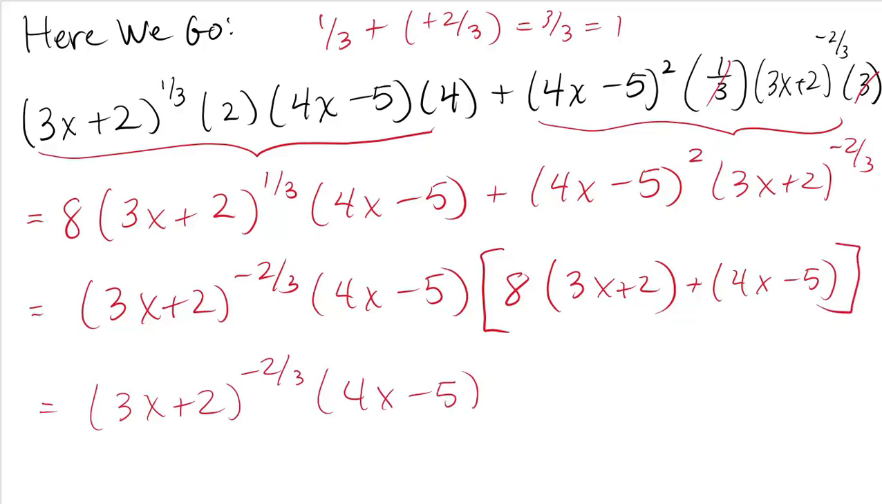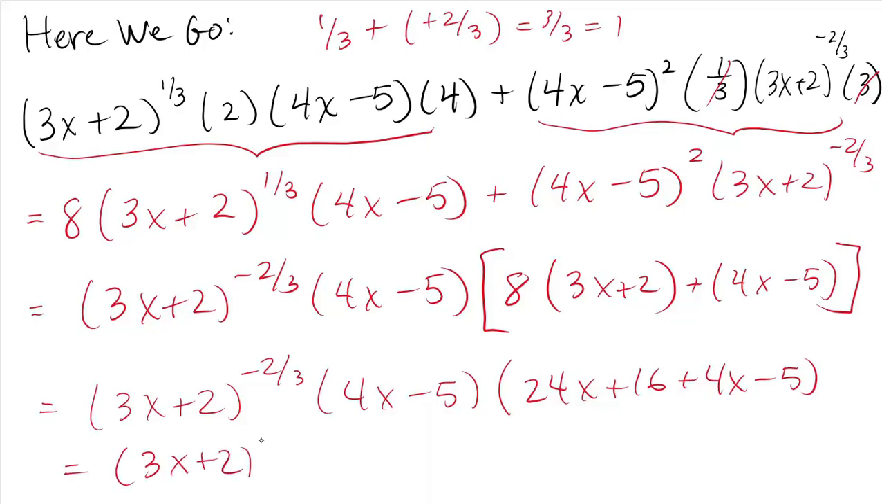Forgot to finish the brackets, sorry about that. In the first term, I can distribute, get 24x plus 16. In the back, there's nothing to distribute, so 4x minus 5. And now I just collect the like terms just to check to make sure there's nothing I can factor out. 24 plus 4 is 28, so that's 28x. 16 minus 5 is positive 11. 28 and 11 have no common factors, and so we've taken this as far as we can.